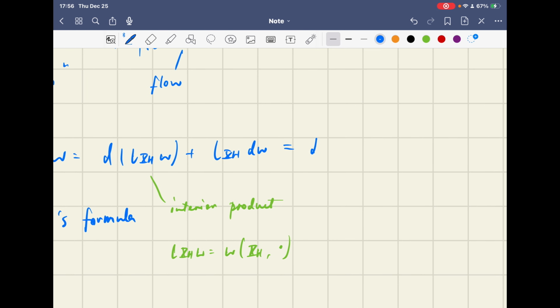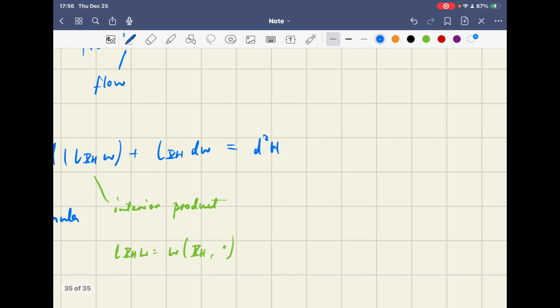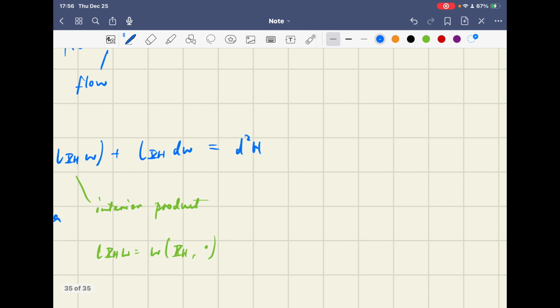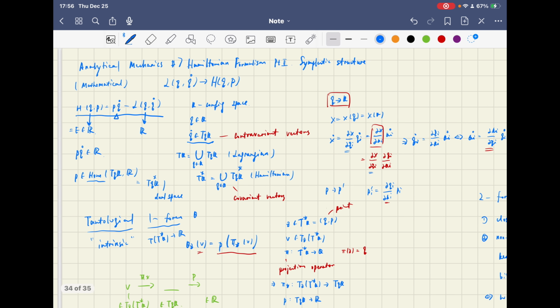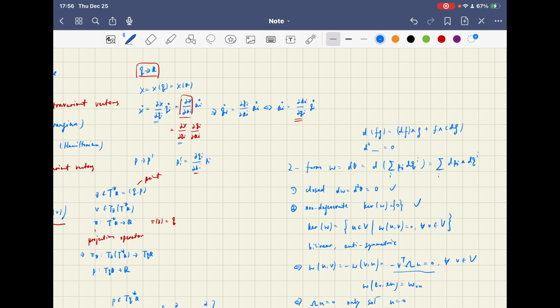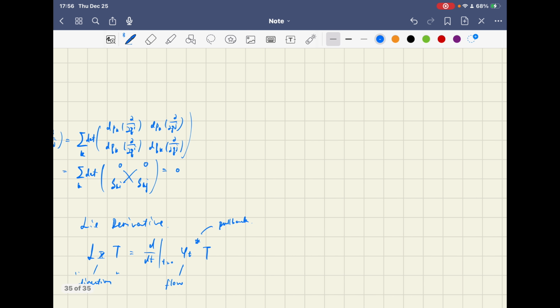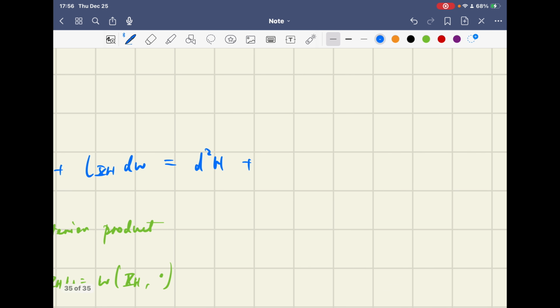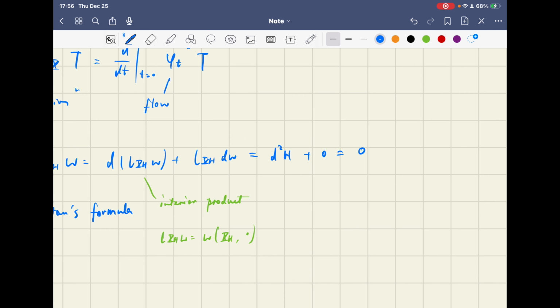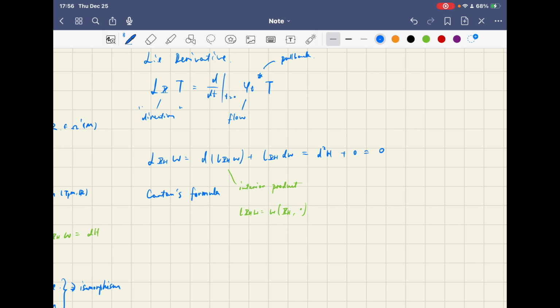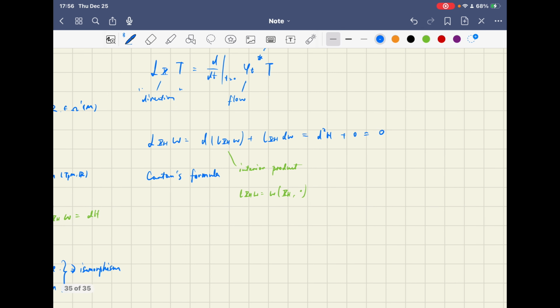The first term becomes d squared H, and as I just mentioned, if you apply the exterior derivative two consecutive times, you automatically get 0. For the second term, we just checked that d omega is 0 because the two-form is closed. So the second term is 0 as well. The Lie derivative of omega in the direction of the Hamiltonian vector field is therefore 0 overall.